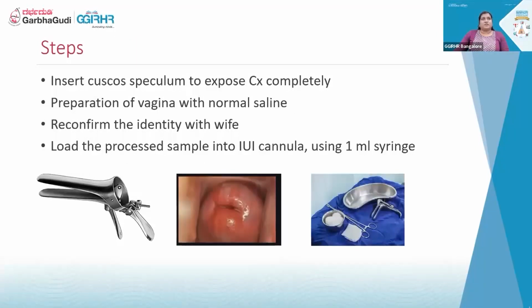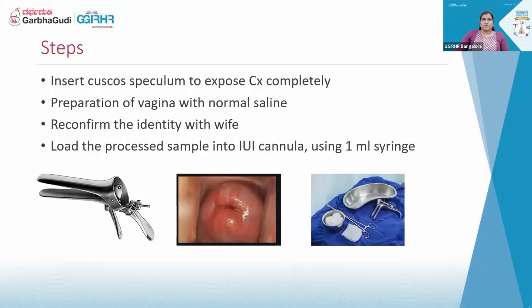Steps. First, we have to insert the Cusco speculum. Obviously, after taking consent and after confirming the patient's identity, we will use the Cusco speculum to visualize the cervix. Then we will prepare the vagina, but not with betadine, just with normal saline. Then we will reconfirm the identity a second time just before injection.